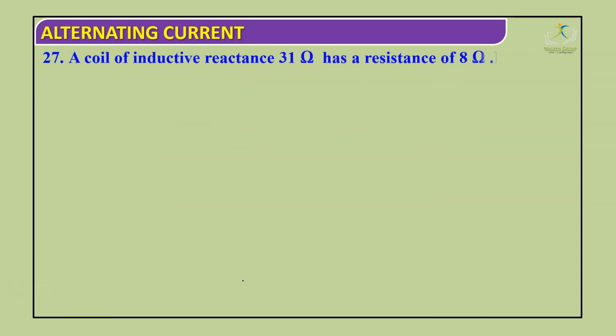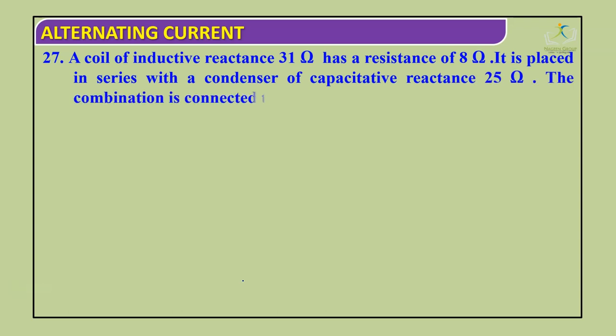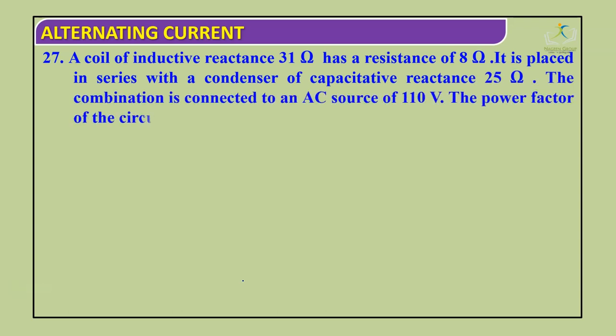Next, we have a question. A coil of inductive reactance 31 ohm has a resistance of 8 ohm and is placed in series with a condenser of capacitive reactance 25 ohm. The combination is connected to an AC source of 110 volt. The power factor in the circuit is dash. First one 0.56, second 0.64, third 0.80, fourth 0.33.